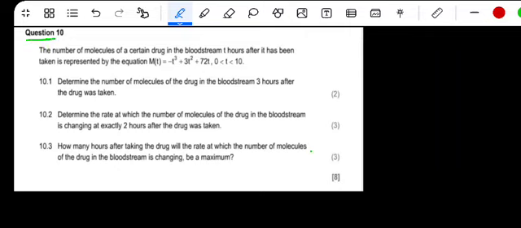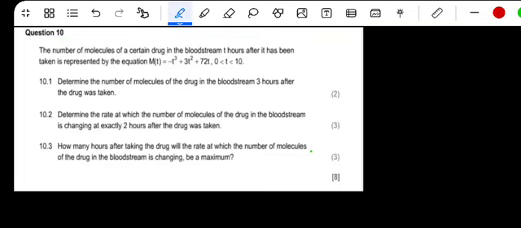Given question 10: the number of molecules of a certain drug in the bloodstream t hours after it has been taken is represented by the equation M(t) = -t^3 + 3t^2 + 72t. We are given that t must be greater than 0 and less than 10.